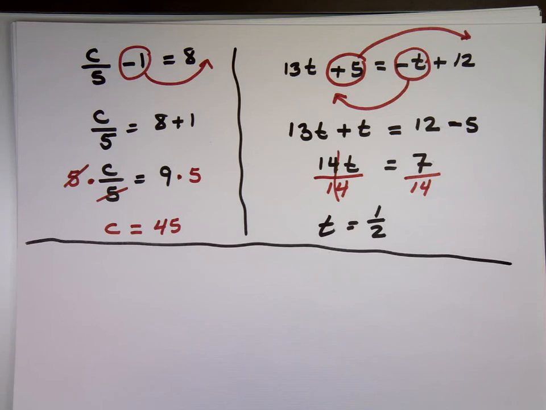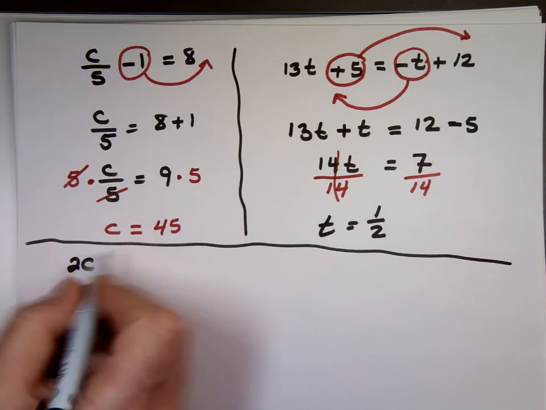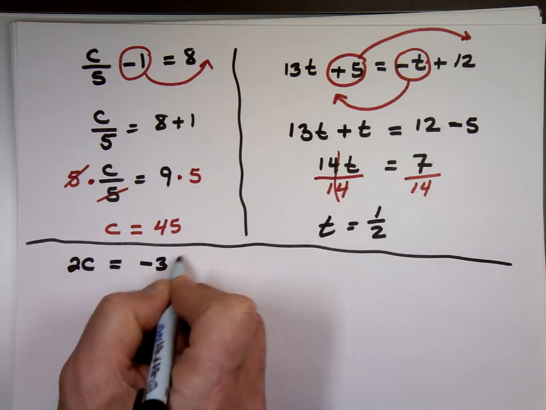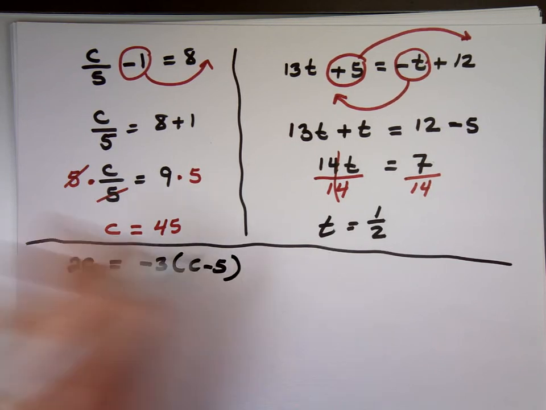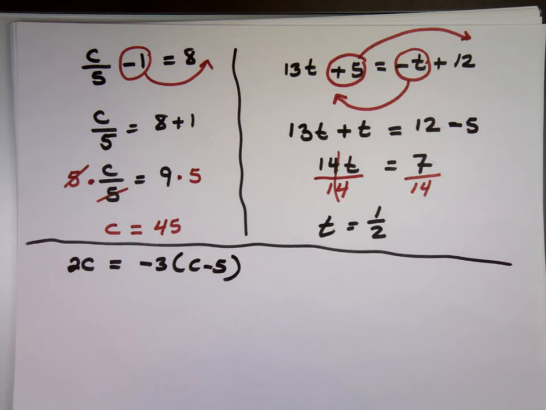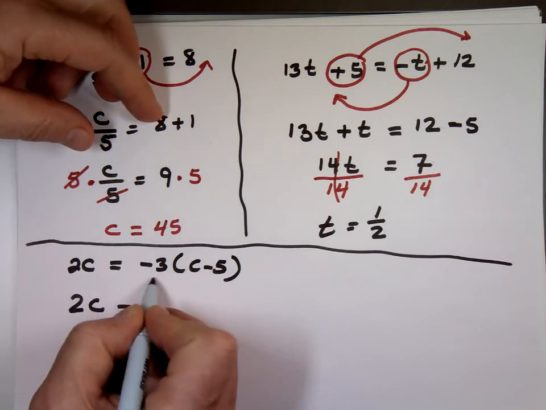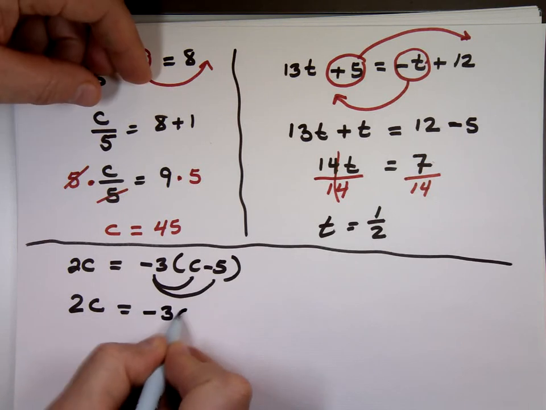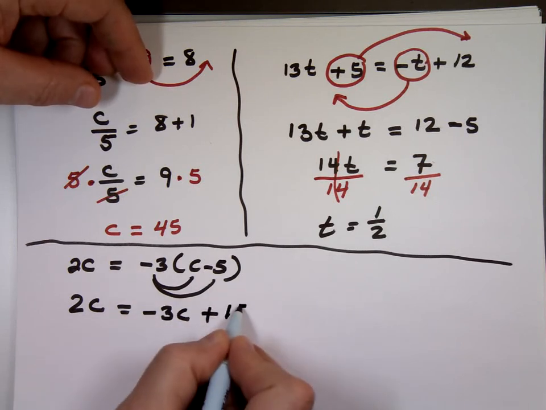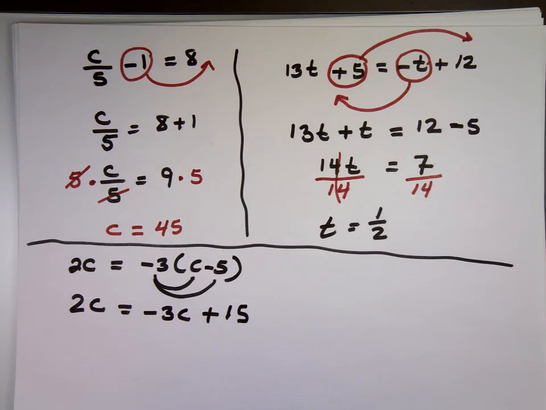Couple more problems. If I have this one, 2c equals negative 3 times the quantity c minus 5. Parentheses first. Do what's inside the parentheses. 2c equals negative 3c plus what? 15. All the c's on one side, all the numbers on the opposite side.